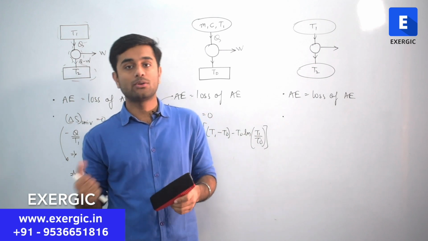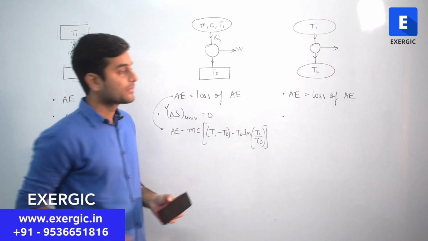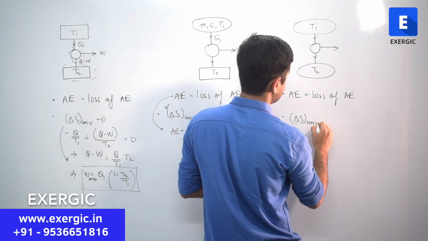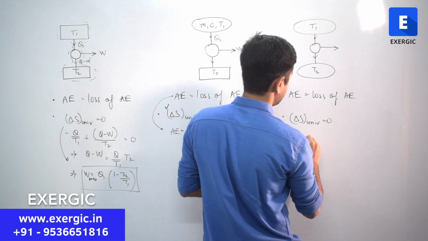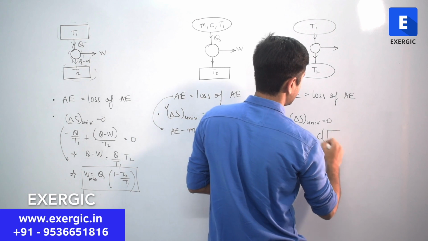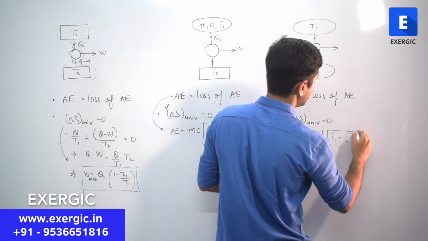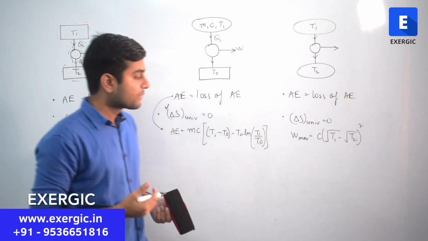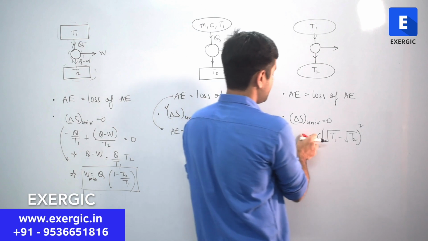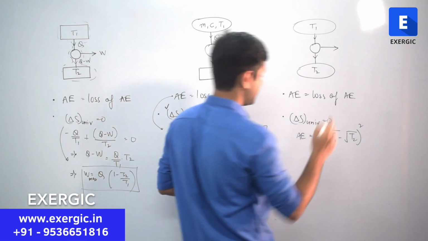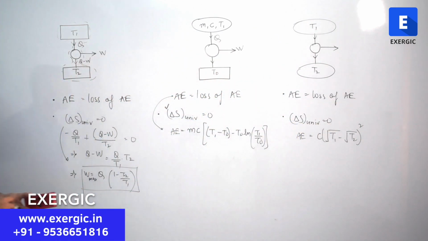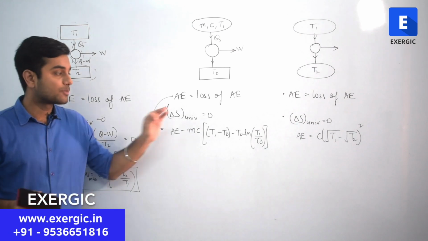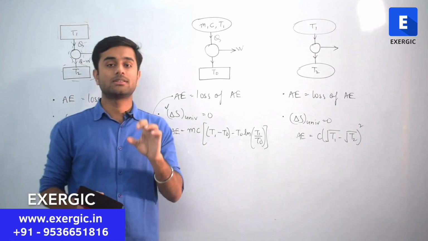And in that case I told you that we derived that the final work, which you calculated from delta S universe equal to 0 only, which was W max, was equal to C (root T1 minus root T2) whole square. If you do not remember this, go back to the previous video and watch it again. And this expression is the same as the available energy, right? So in all three cases, available energy is equal to loss of available energy, and to find that expression you just need to apply delta S universe equal to 0.